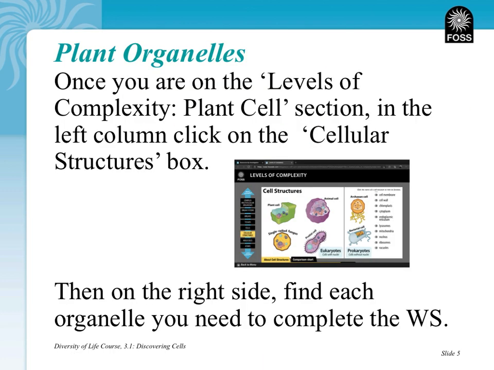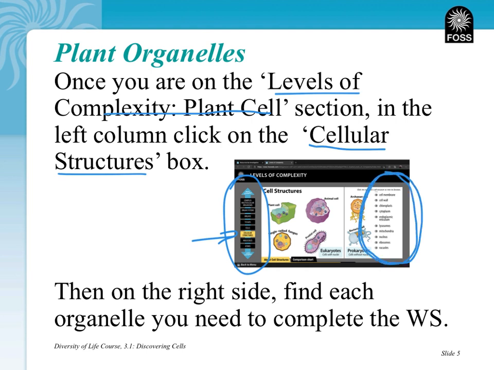Again, here's how you get there. Once you've downloaded the worksheet, you're going to go to Levels of Complexity, the plant cell section. In the left column over here, you're going to find the one called Cellular Structures. This box, the one highlighted. This will then show you all of these different cellular structures we call organelles inside. Click on each one, and that will help you complete the worksheet.